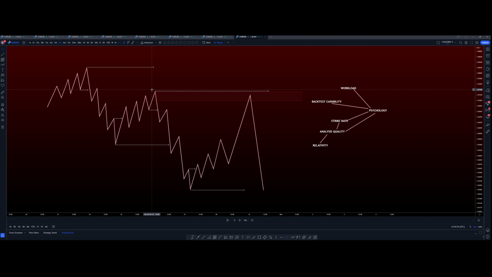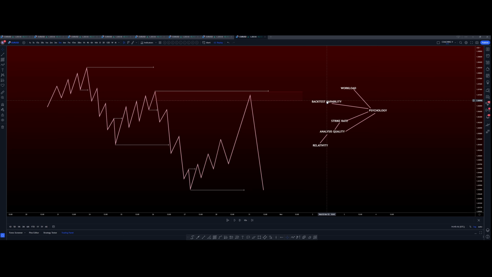You're also going to be able to detect imbalance and liquidity a lot easier, which is going to further improve the depth of your analysis. And in turn, your strike rate is going to improve. And because of all this, your psychology is also going to increase.